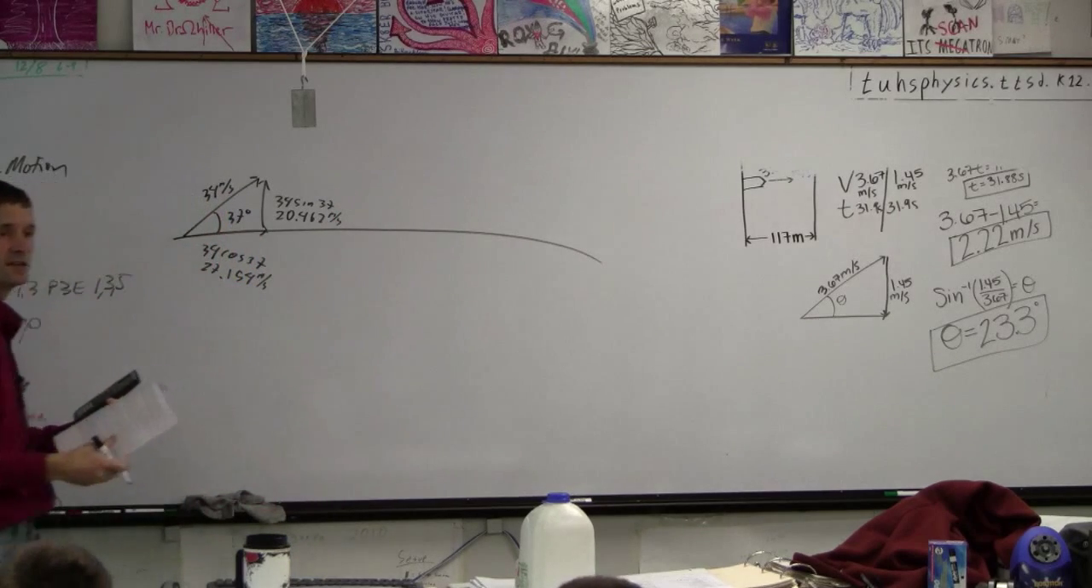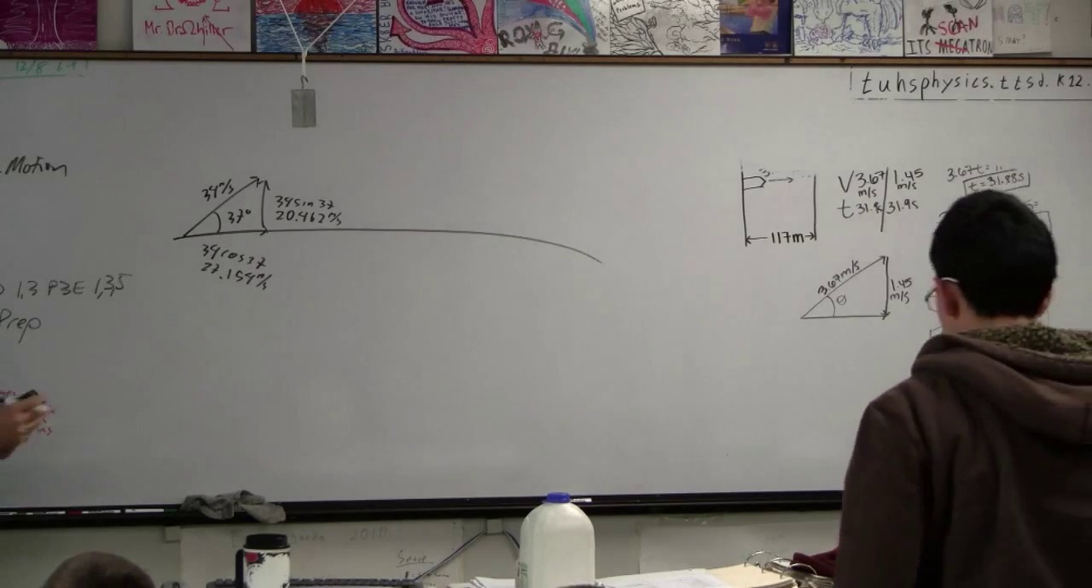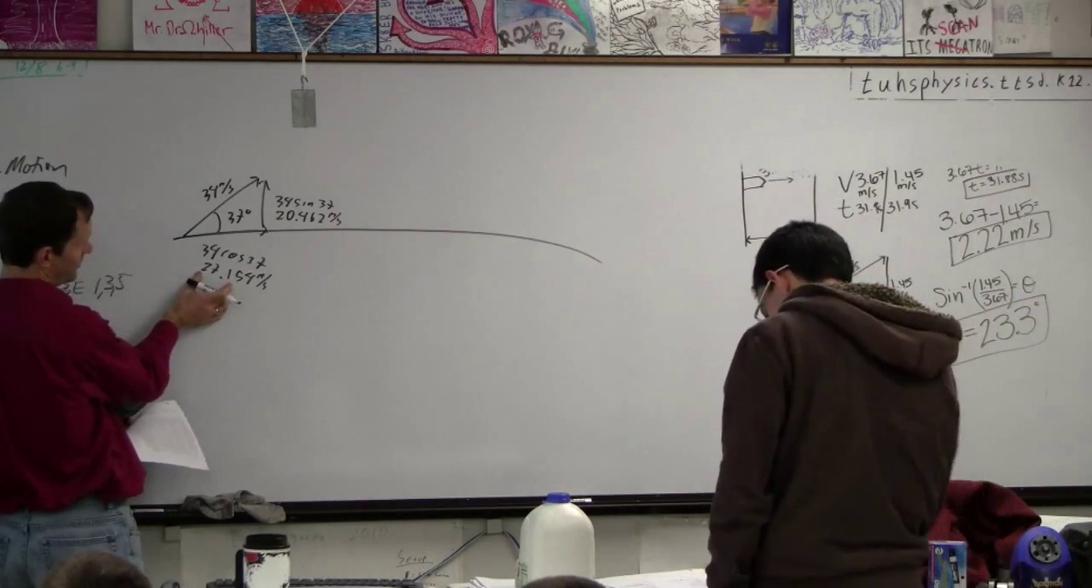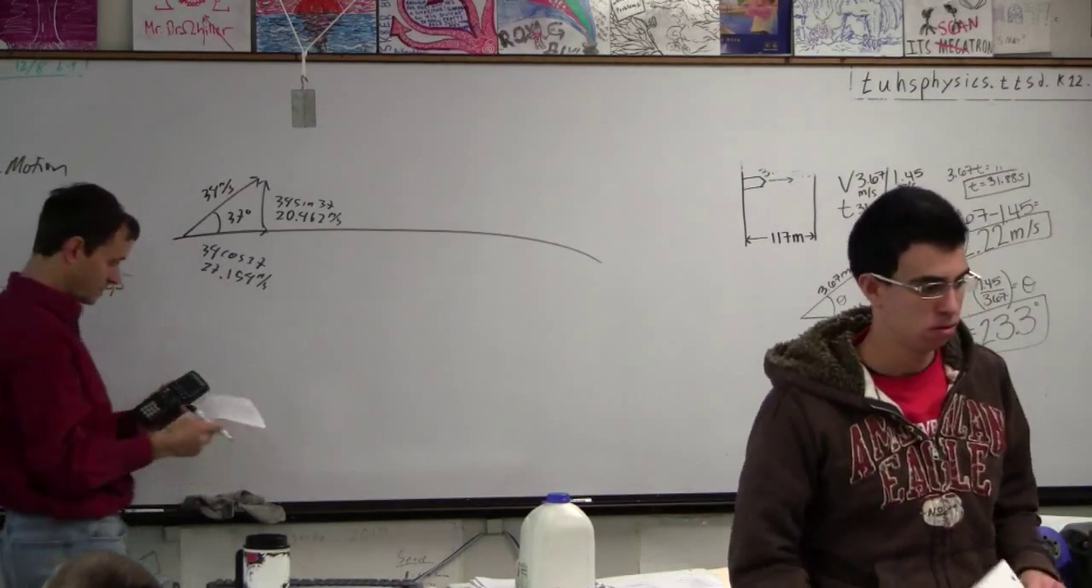Okay, what's the next thing? Do we have sound? Oh, we do have sound. This is good. So it says, what is the initial velocity vector in vector component notation? Well, it's 27.1 meters per second x plus 20.5 meters per second y.